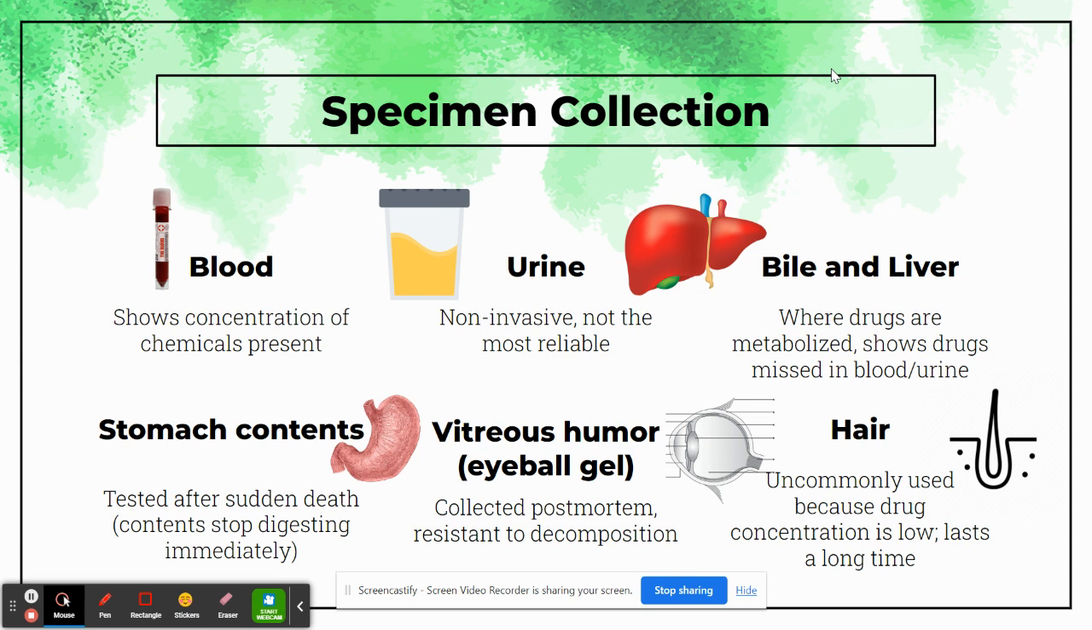And then finally, hair. You can see hair being used as a specimen to collect, but you don't see a ton of drug concentration. So it's not the most reliable test to use if you can use other specimens, if they're available. The one thing that is really nice with hair, though, is it lasts a really long time. It's very resistant to decomposition. It's not made with any kind of cellular material. It's just keratin. So it lasts a long time. So that can be a benefit when you're looking at specimens, depending on what you have available to test.